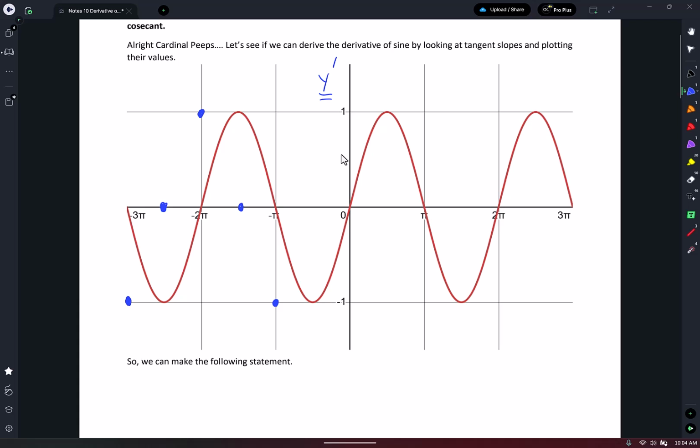Between 0 and negative pi, so at negative pi over 2, I have a slope of 0. Boom. At 0, the sine curve has a tangent slope of 1. At pi over 2, it looks like the sine curve has a slope of 0 because I have a horizontal tangent there. Do you guys see what's happening? At pi, negative 1. At 3 pi over 2, 0. At 2 pi, 1. And bam.